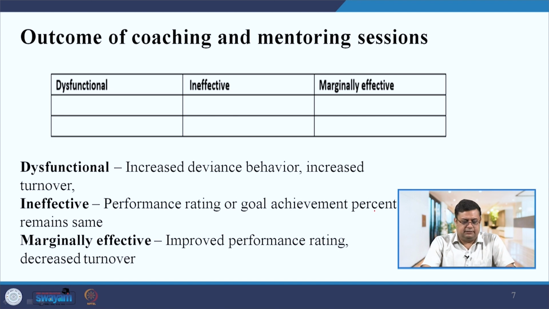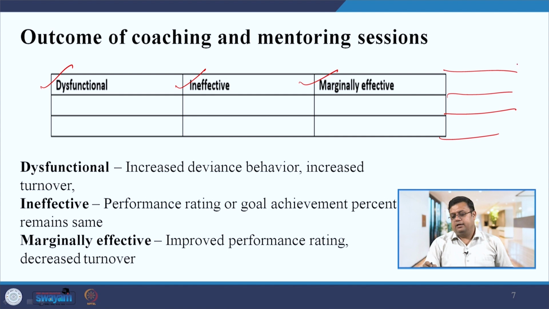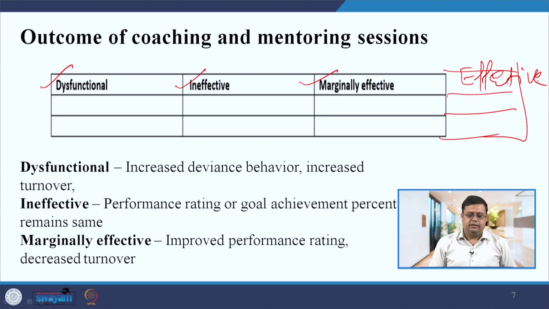Next thing that all of you would like to know is what would be the outcome of the training and mentoring session, right? So now what I have done, I have divided these outcomes into three categories. One is dysfunctional, another is ineffective, and marginally effective. If you want to add one more, you can add effective, right? So that is how you can divide the outcome of the training program into four categories.